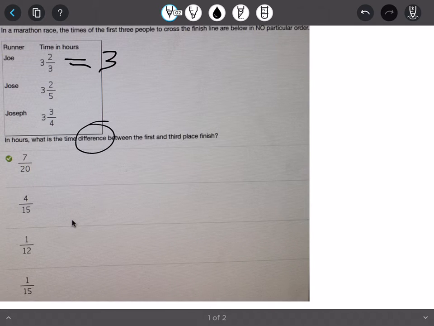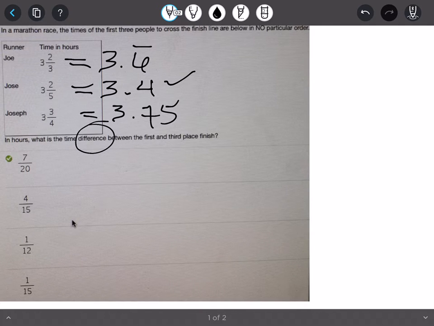So this would be 3 hours, that's the whole number, and 2/3. If you divide 2 over 3, you get the repeating decimal 0.6. Here, 3 and 2/5, that will be 3 and 4/10. If you divide 2 over 5, you get 4/10. And then 3 and 3/4, that's 3 and 75/100. All right, so the first place was Jose with 3 and 4/10, and then the last place was Joseph.